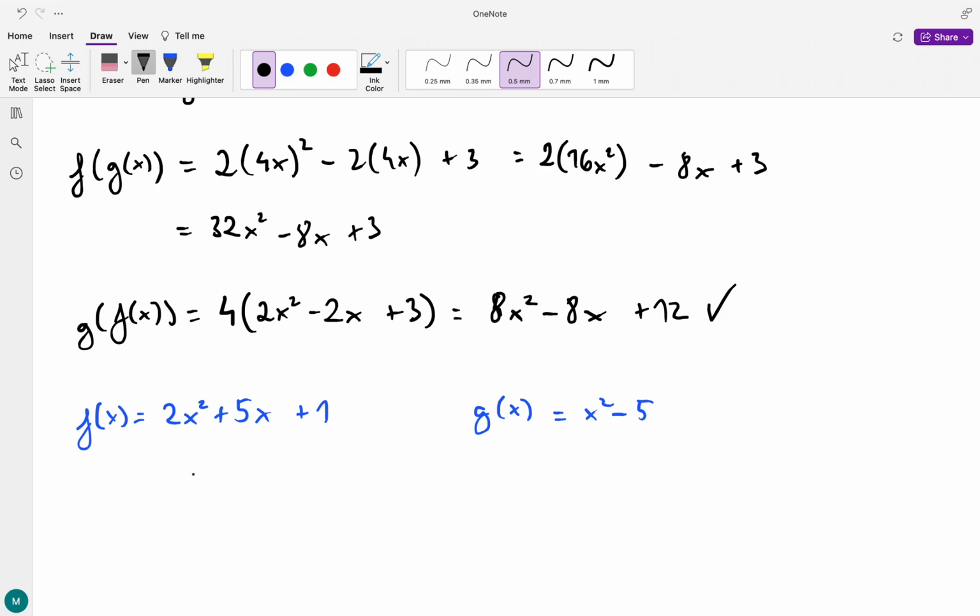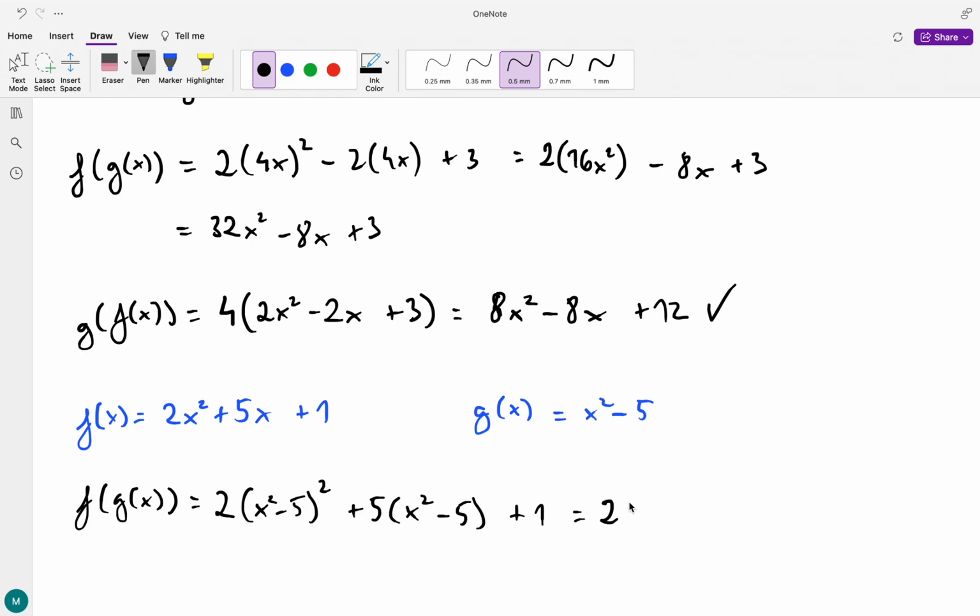So once again, in order to find any composition function, you basically plug in the second function into the first function for every single x. So f of g of x is our f of x, but instead of x's, we're going to put the value of g of x. So it's x squared minus 5, all of that squared, plus 5 times x squared minus 5 and plus 1. Okay, so now you have to take a perfect square. That's the only thing that's more difficult about this example than the previous example.